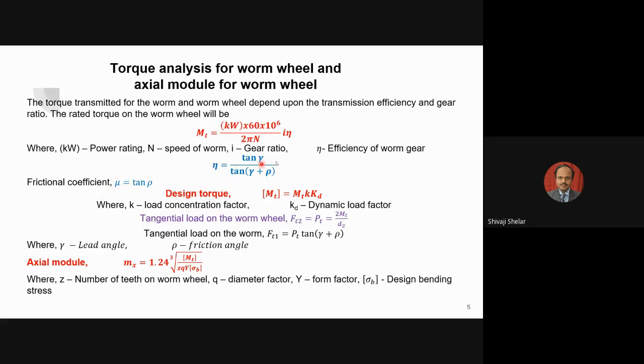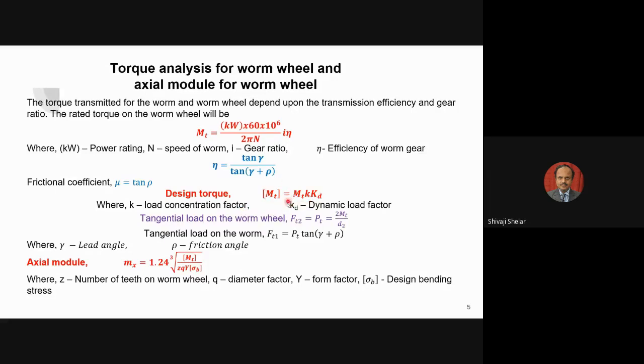Based on this approximate value of efficiency, you can calculate the rated torque on the worm wheel. Whenever we go for design, we don't use the rated torque. We use the design torque. Design torque will be equal to Mt into K into Kd, where K is your load concentration factor and Kd is your dynamic load factor. These values you can refer from the PSG data tables as per our previous discussion. K and Kd tables, or initial assumption values, are also available if you don't want to use the tables.